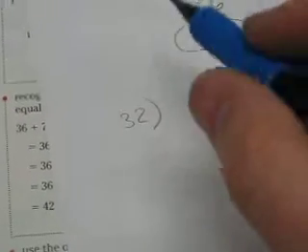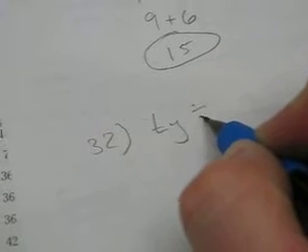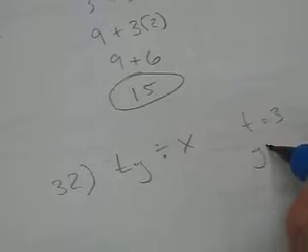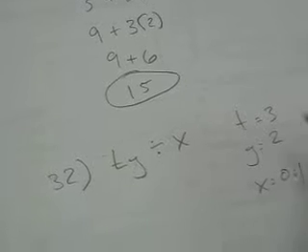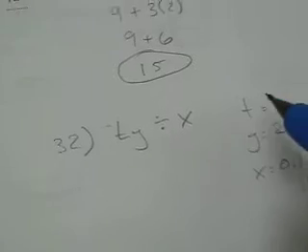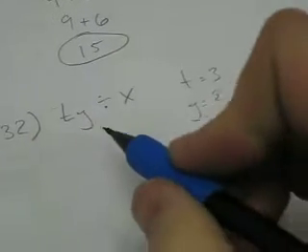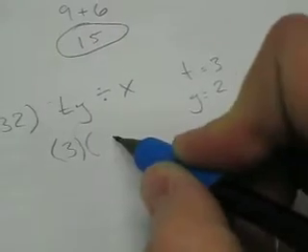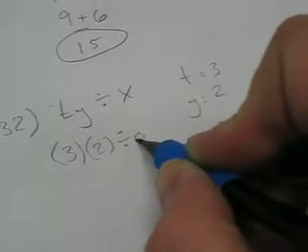Moving down to the next problem, 32, we have ty divided by x. We just said that t is 3, y equals 2, and x we are using 0.1. Okay, again, this means t times y, so when we substitute these values in, treat them as 3 times 2. So instead of ty, we know that t is 3, and we know that y is 2, and we know that x is 0.1.